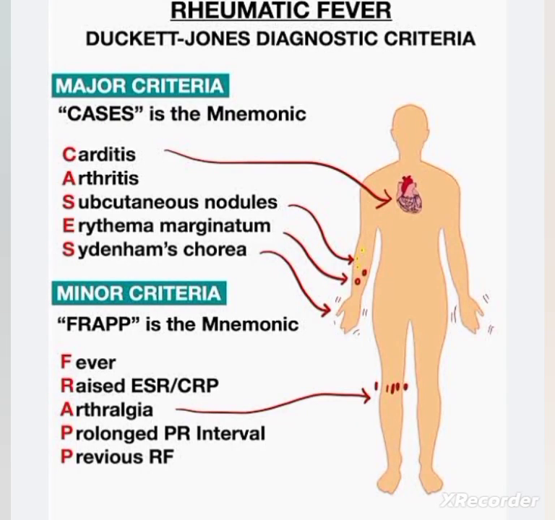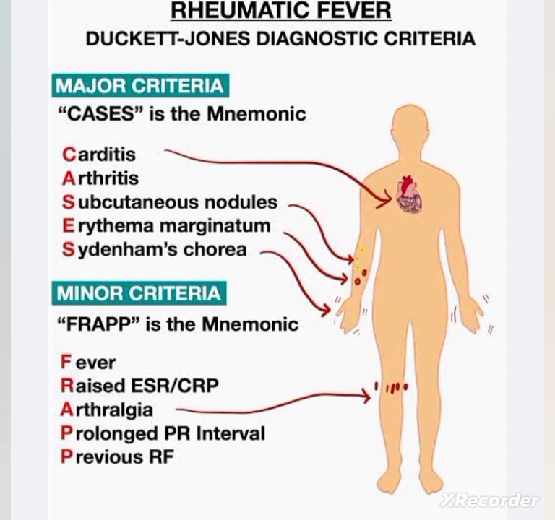The main clinical manifestations of rheumatic fever include major criteria and minor criteria. Major criteria include carditis. Carditis is the most important manifestation of rheumatic fever and it results in heart murmur, cardiac enlargement, and pericarditis.